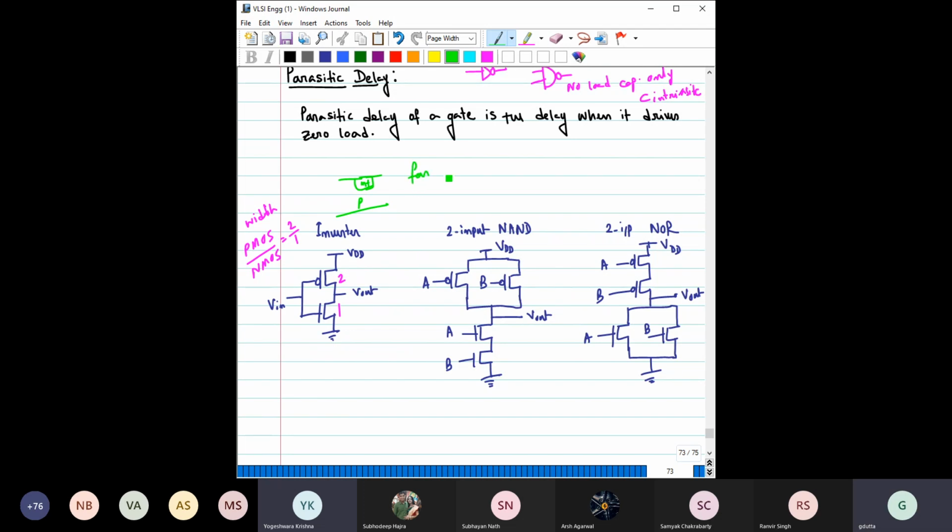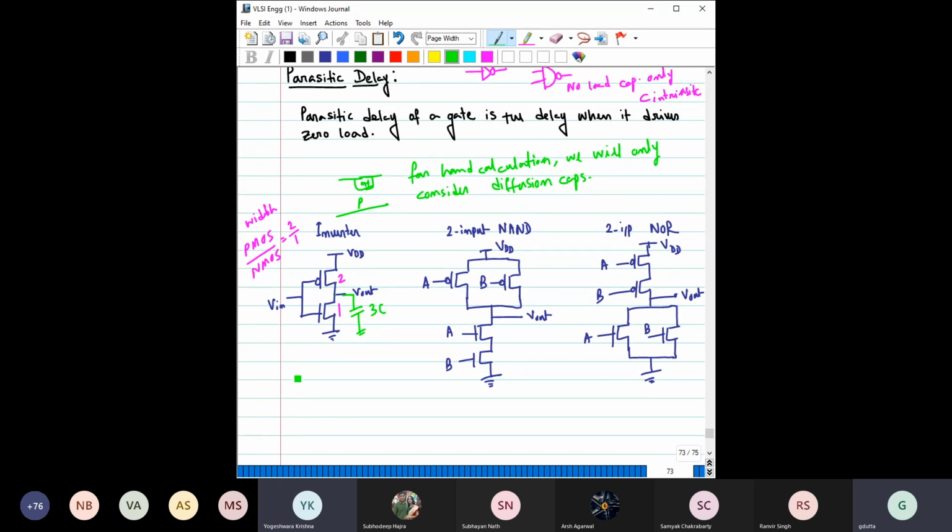So here, for hand calculation, we will only consider diffusion caps, right? Okay, so no diffusion cap. So here we know 2 unit capacitance is connected with the output node. Here 1 unit capacitance is connected with this output node. So total capacitance here is 3C, right?